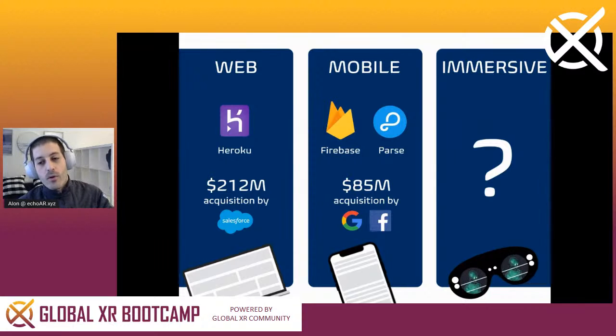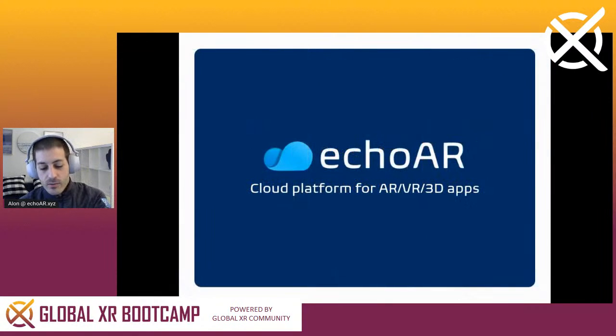So we went from web to mobile to now this new type of technology, which is AR, VR, immersive, XR, MR, call it whatever. And the question has to be asked, who's going to build the same kind of cloud platform for this new type of content? And you've guessed it, this is what we do at Echo AR, a cloud platform for augmented and virtual reality, basically providing tools and network infrastructure for developers and creators to build 3D applications. And today we're going to see how you can use that to build applications really, really quickly.